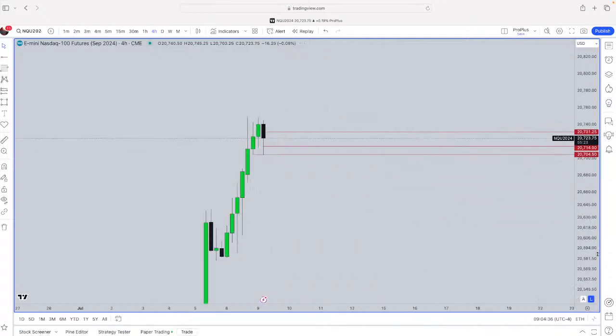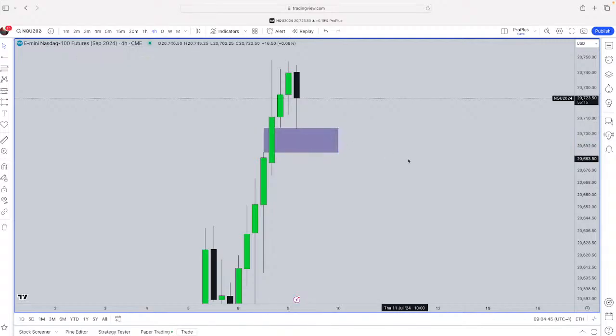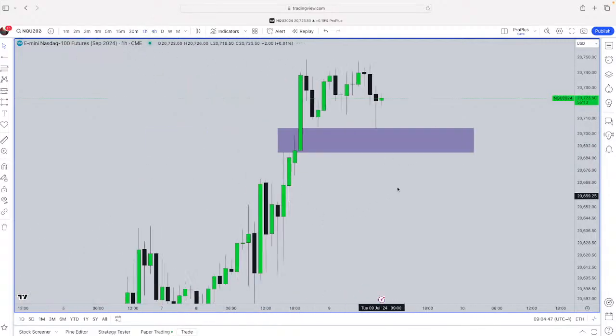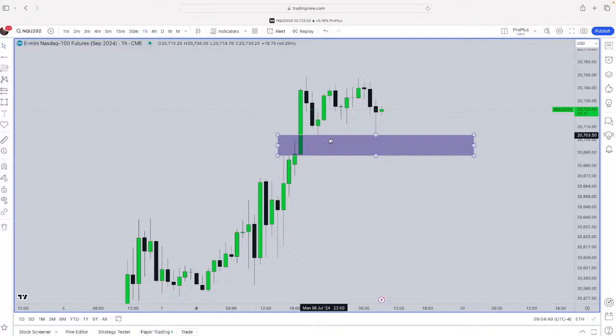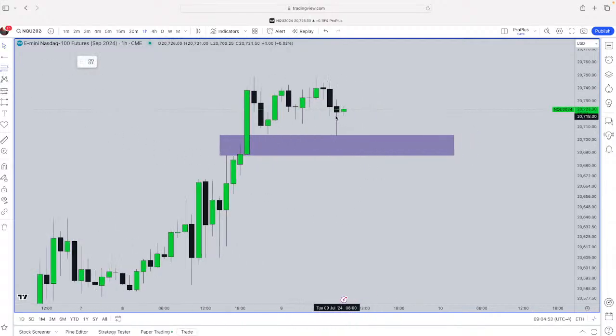Yeah, you tapped into the BISI here. Let me just delete that now. You tapped into the BISI there. Look at the 1 hour, taking sell side. So potentially if it respects this wick or something like that. If it respects this wick, so wicks are gaps, that could be another thing.